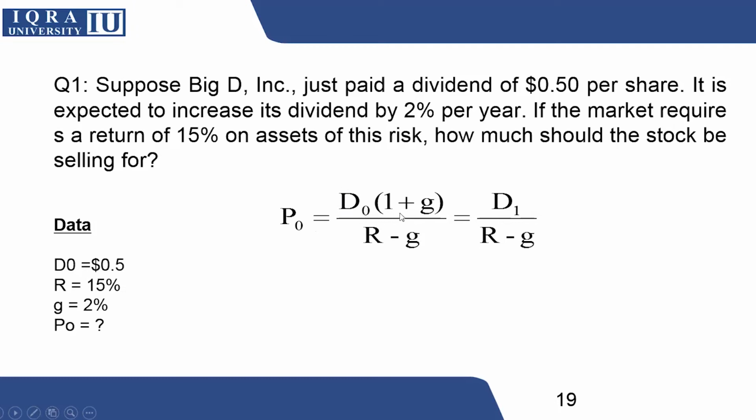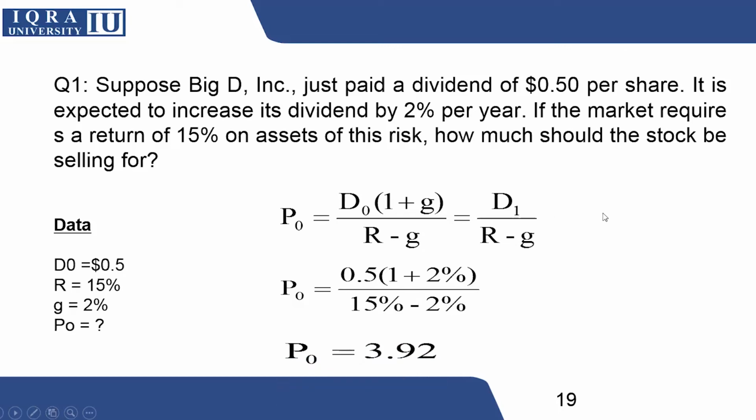We can take D0 and multiply it by 1 plus the growth rate, which will convert this information into D1. So this is the look which will appear once you put in the data. D0 is given as 0.5. I'm taking 1 plus growth, which is given in the question as 2%, applying over here. R was given in the question as 0.15, and growth is 2%. Once you multiply and divide it, your answer will be 3.92. So the current stock price will be 3.92 for this particular stock.